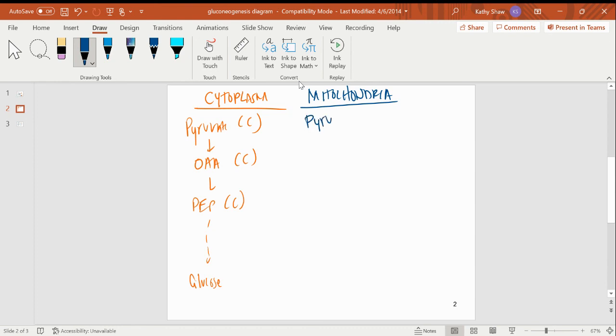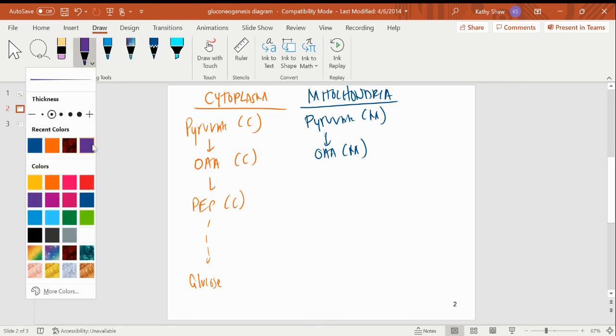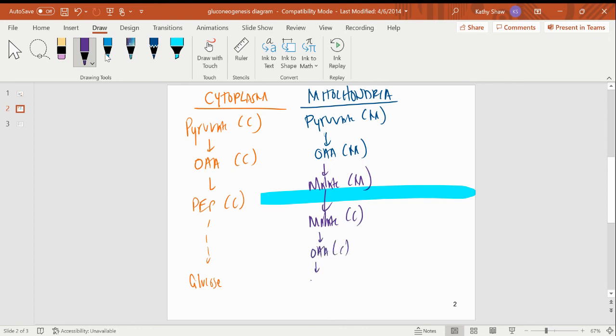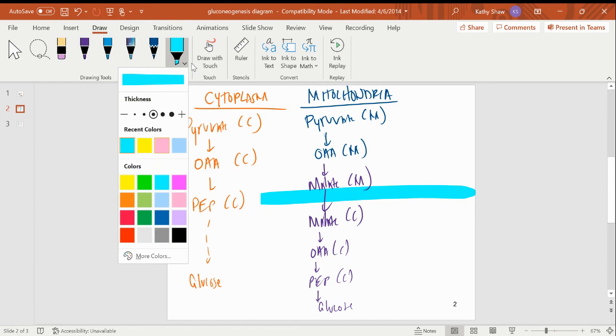So I start with my pyruvate. Let's say the pyruvate's in the mitochondria. I still go to oxaloacetate in the mitochondria. Now, instead of going to phosphoenolpyruvate, I'm going to malate in the mitochondria. Now, my malate will cross to the cytoplasm. Back to oxaloacetate, phosphoenolpyruvate, glucose, whole story. Okay, so here's the thing, and this is what messes you guys up.